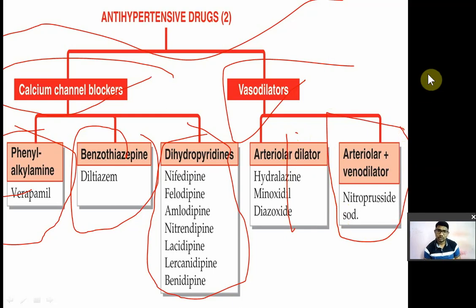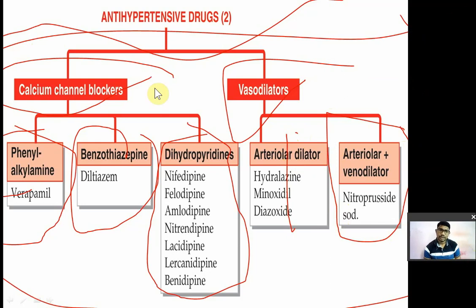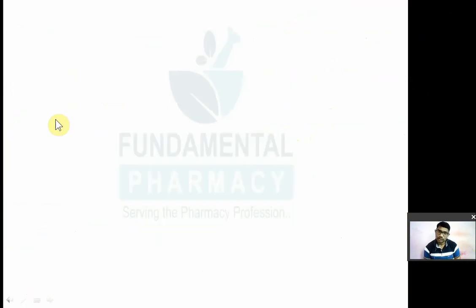All these drugs, what will they do? They will decrease the peripheral resistance. Now again you can see the class.